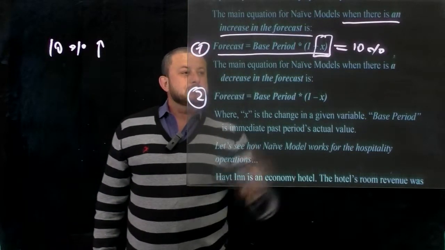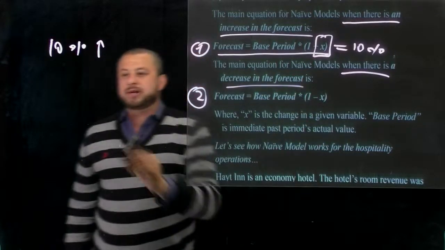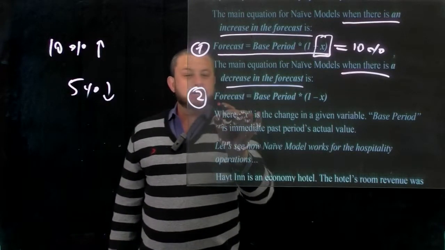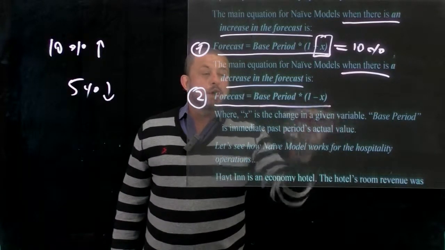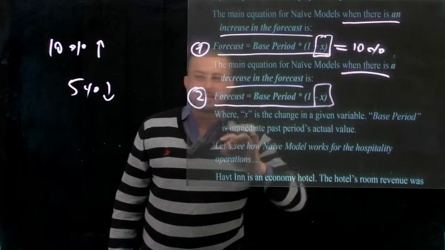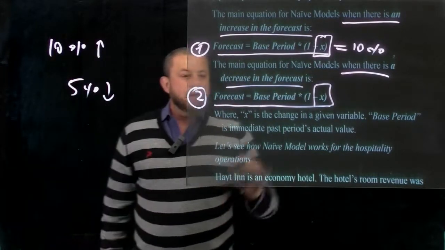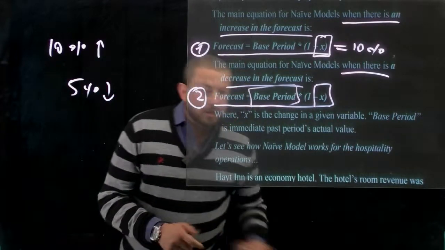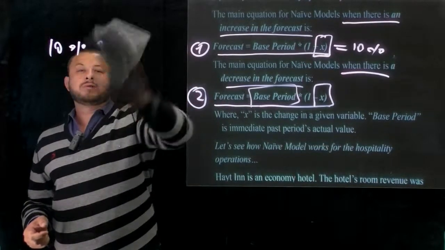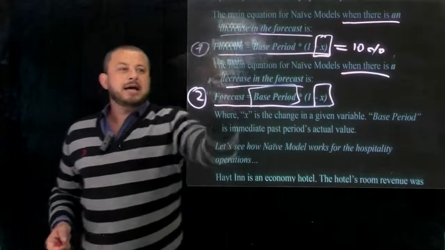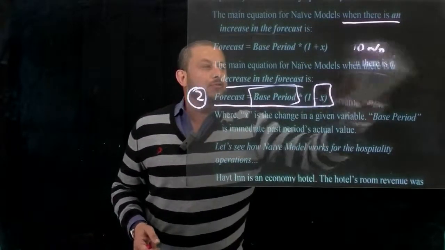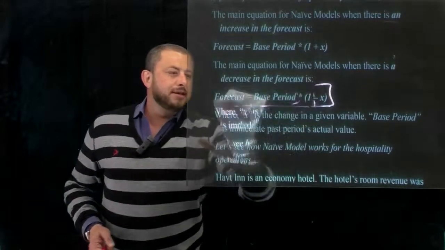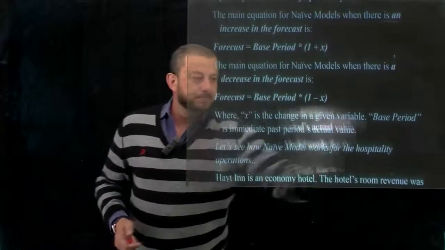On the other hand, if you expect a decrease in your forecast, let's say a 5% decrease for 2019, your forecast will be equal to base period multiplied by 1 minus x. Again, x is the forecasting assumption, in this case a 5% decrease. And the base period will be the immediate past period that we just talked about. So these are the equations for the naive models. Then let's take a look at an example and deal with a forecasting procedure done with the naive models, guys. Okay, take a look.